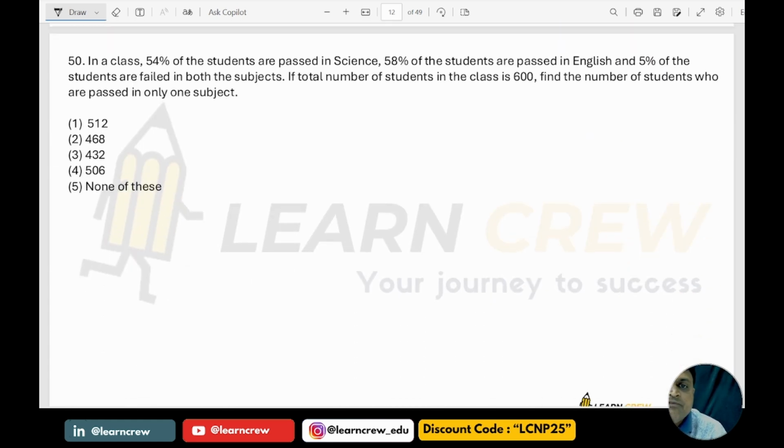In a class, 54% of the students passed in science, 58% of students passed in English, and 5% of the students failed in both subjects. If the total number of students in the class is 600, find the number of students who passed in only one subject. Please see here, 5% students failed in both. So 95% of 600 is how much? 570.